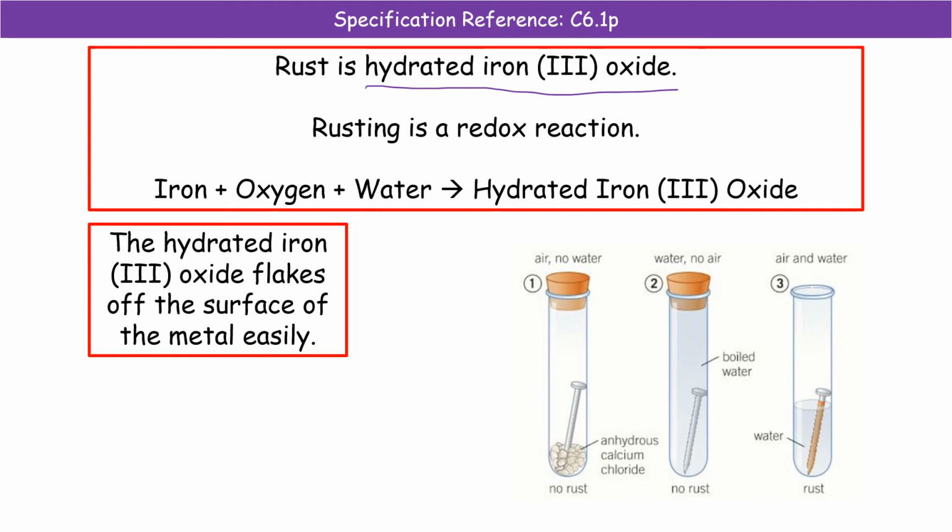If we consider what rusting is, it's another redox reaction, so reduction and oxidation happening at the same time. And in terms of our word equation, this is it. Iron plus oxygen plus water makes hydrated iron 3 oxide.